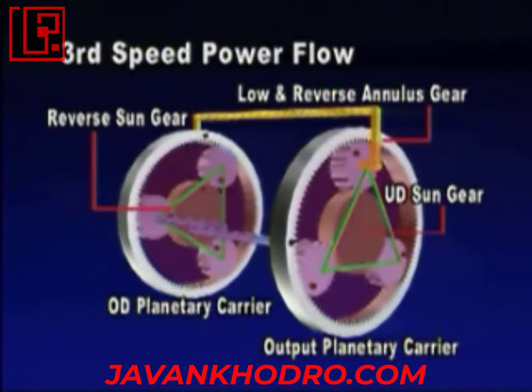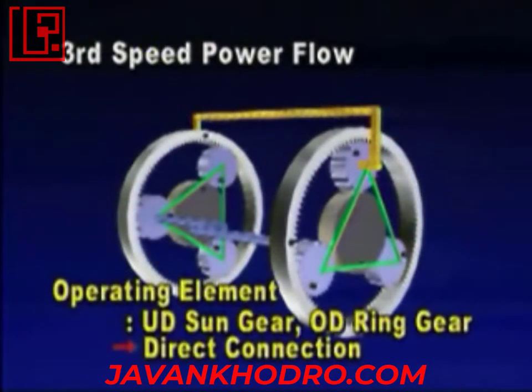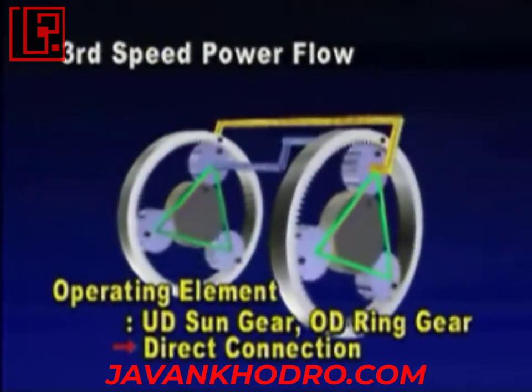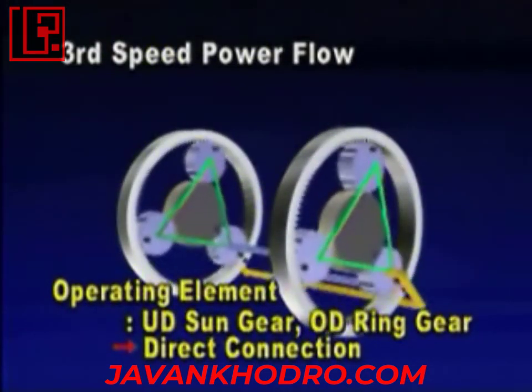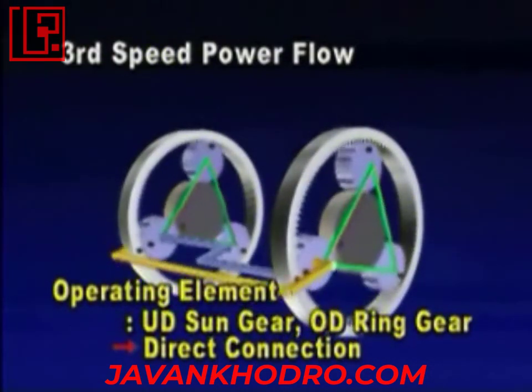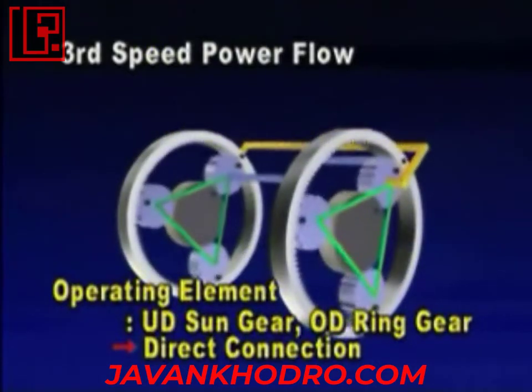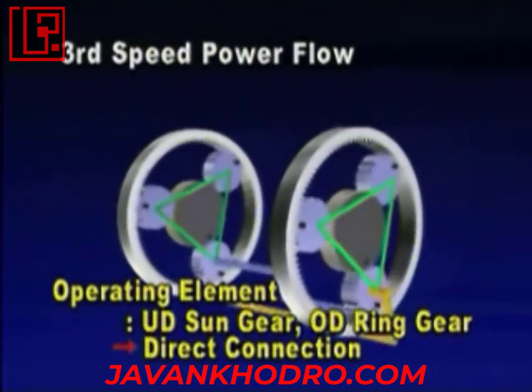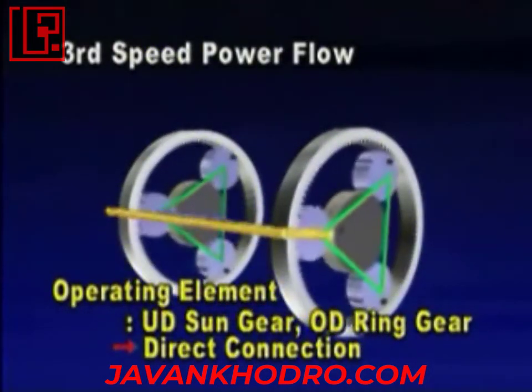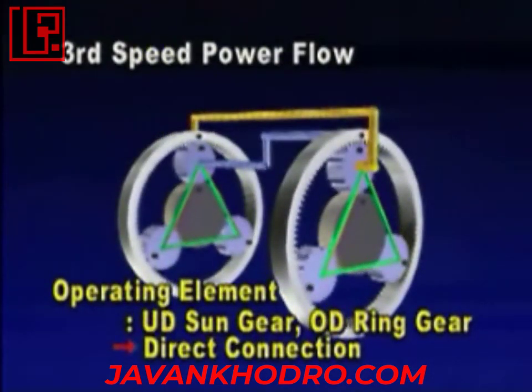In third speed, the underdrive clutch and overdrive clutch operate simultaneously, since the rotations of the overdrive clutch are identical with the rotations of the low and reverse annulus gear. They rotate in one motion as the planetary gear set is fixed. Accordingly, the gear ratio is 1:1.